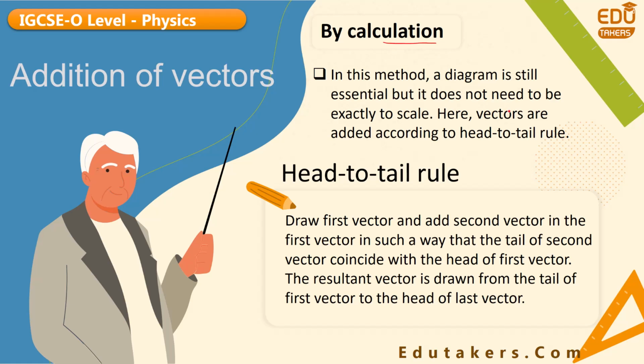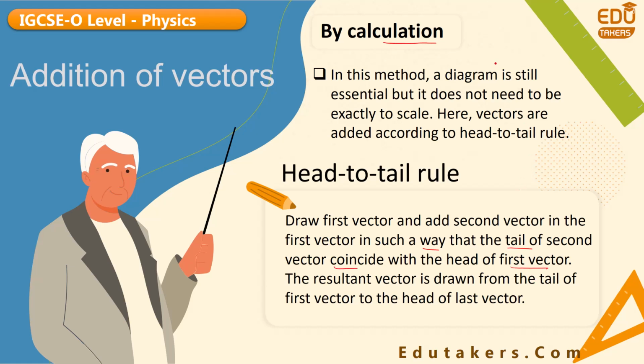In this method, the diagram is still essential, but it doesn't need to be exactly to scale. Like here, we don't need to use the scale. Here we use the head to tail rule. The head to tail rule is basically the rule that is used to find out the addition of the vectors. According to this rule, draw the first vector and add the second vector to the first vector in such a way that the tail of the second vector coincides with the head of the first vector.